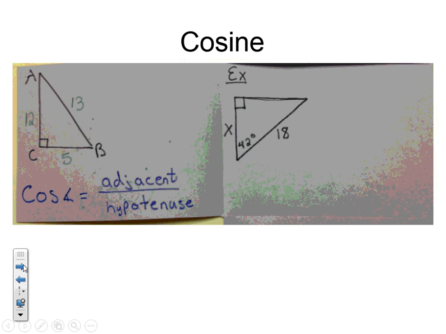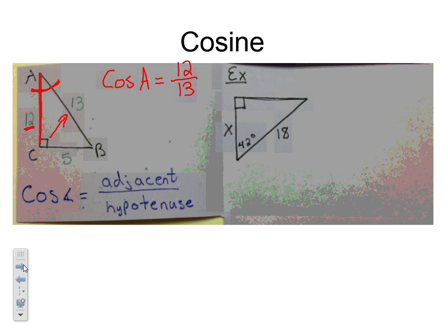Now we're going to move on to cosine. Now cosine is adjacent over hypotenuse. We're going to do the same thing here. First thing we're going to do is find what would it look like if I did the cosine of angle A. So the cosine of A equals adjacent. Adjacent means the side that's touching. So this side right here is touching that angle, so I'm going to use the 12 over my hypotenuse, which is straight across from my right angle. The cosine of angle A equals 12 over 13.